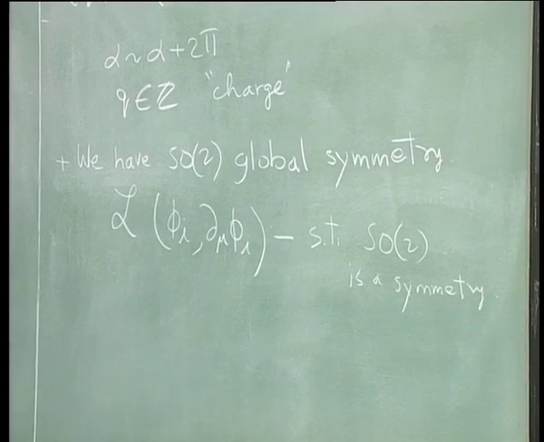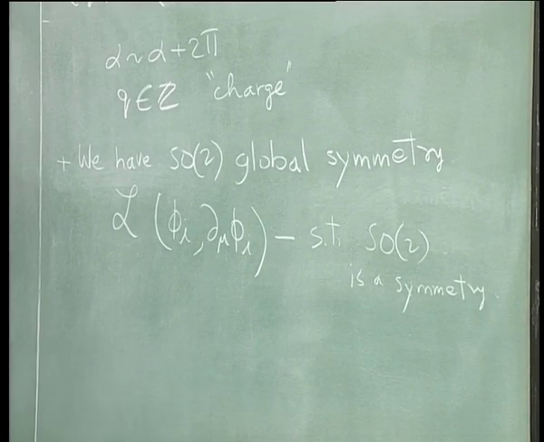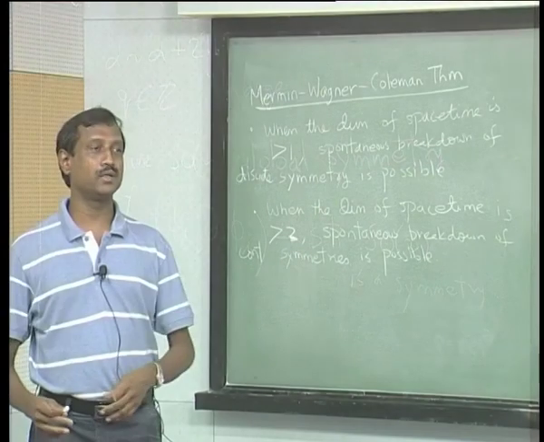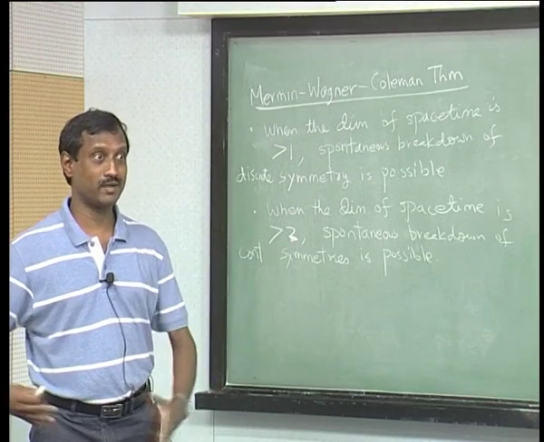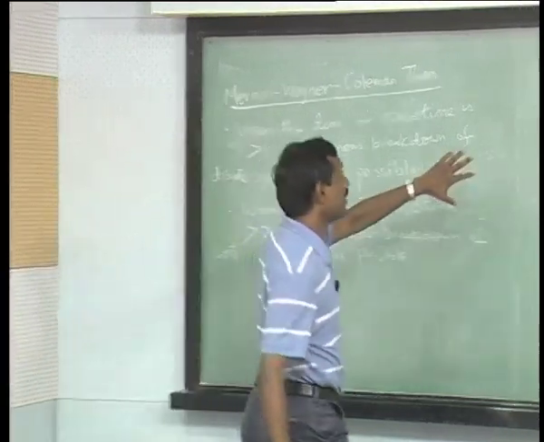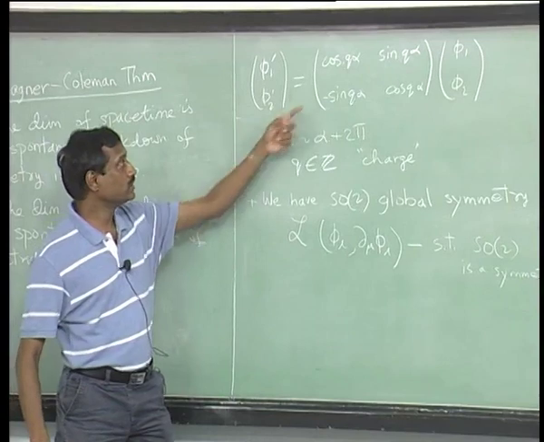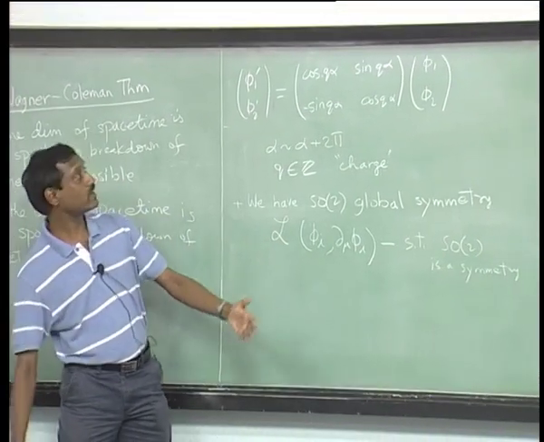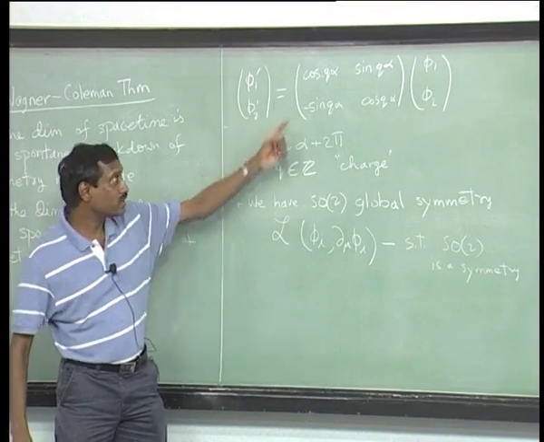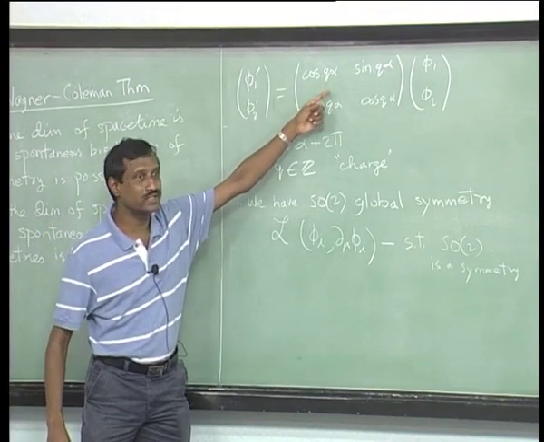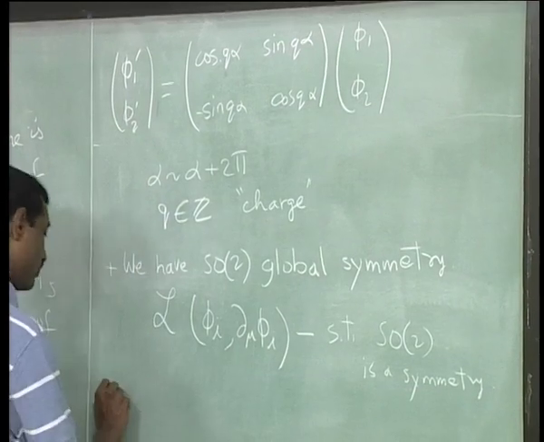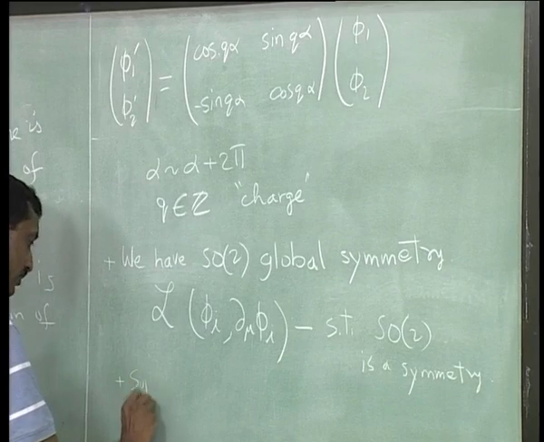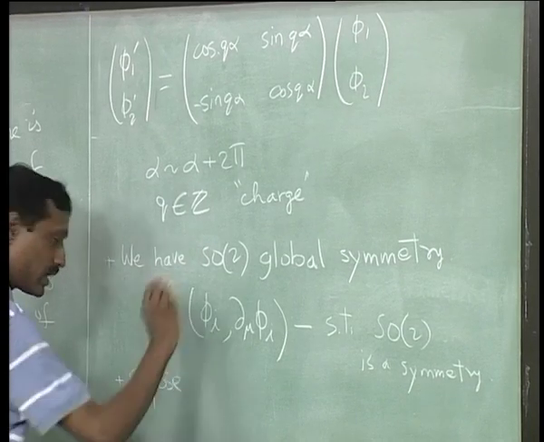Now, remember I also told you some time back that there is a way of breaking SO2 to some ZQ or some discrete group. Suppose we have such a field phi 1, phi 2, such that they pick up a vev and you have breaking of symmetry SO2, but now you can see that there are rotations. We will come back to the local part.